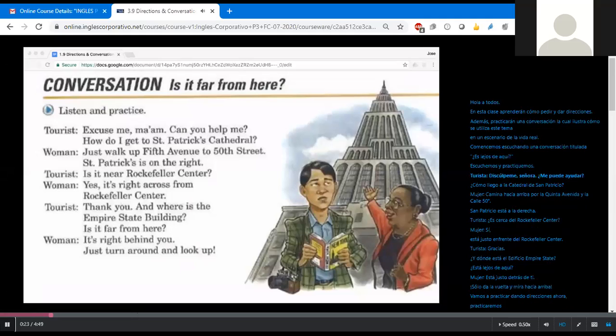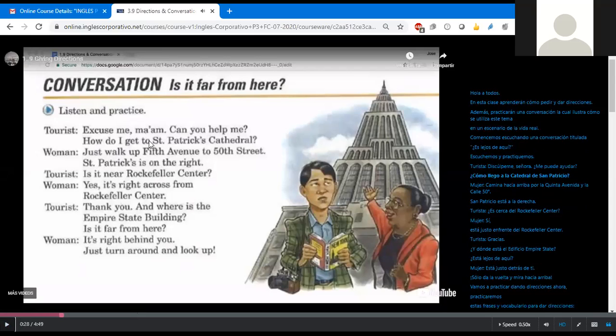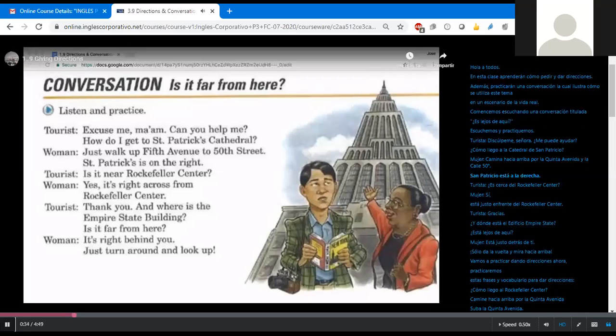Excuse me, ma'am. Can you help me? How do I get to St. Patrick's Cathedral? Okay, this is one, for example. How do I get to St. Patrick's Cathedral, right? And then the lady says just walk up Fifth Avenue to 50th Street. Okay, just walk up Fifth Avenue to 50th Street, right? St. Patrick's is on the right.